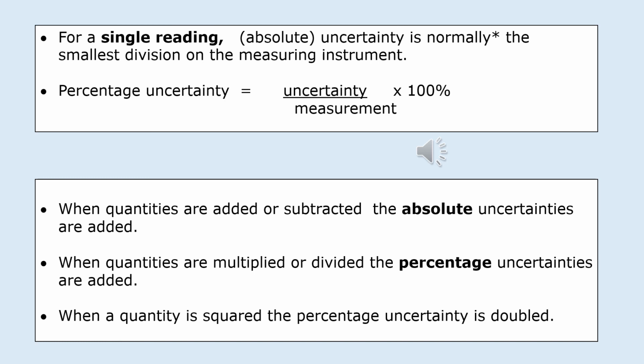So again, if I had taken a measurement of the voltage and a measurement of current, and I was using that to work out the resistance, so the resistance is equal to voltage divided by current, I would have to work out their percentage uncertainties and then add those because I would be doing a division. So whenever we're multiplying or dividing quantities, we need to add their percentage uncertainties. If we're adding or subtracting quantities, we need to add their absolute uncertainties. And finally, if a quantity is squared, this is the same as multiplying. So in this case, the percentage uncertainty is added to itself. In other words, it's doubled.